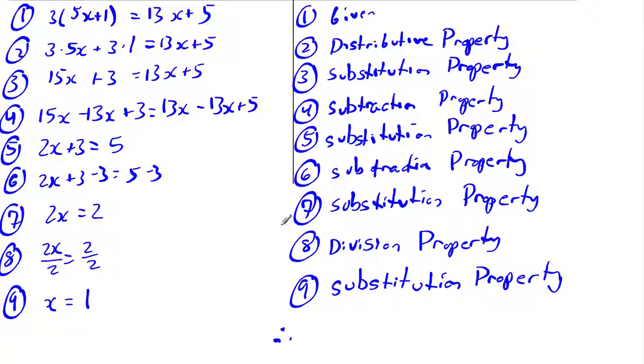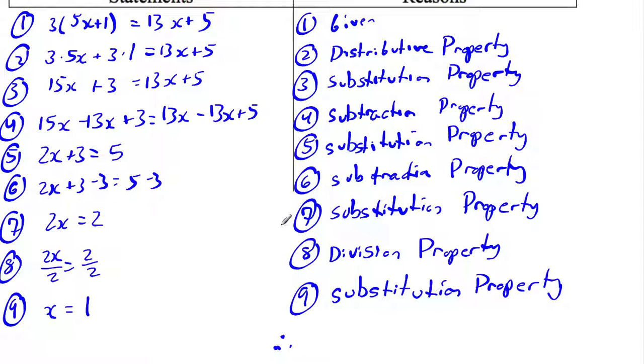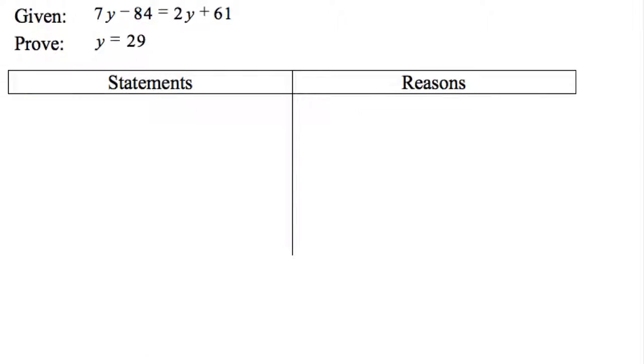So here are those steps for you to revisit. Notice I have an operation, substitution, operation, substitution, operation, substitution, operation, substitution, and I'm done. All right, one more. Hopefully we're feeling a little bit better with this. So I start off with what I'm given, which is 7y minus 84 is equal to 2y plus 61, because that's given.